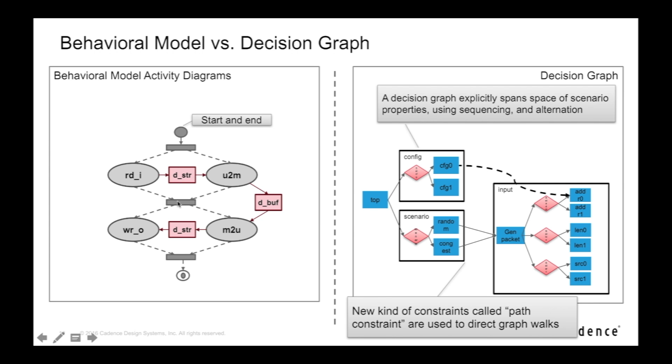We have a start and an end, and there is timing. There is timing here. This is the fork, and this is the join. And these two activities, behaviors, will happen before these two activities. If you look at the decision graph, there's no notion of time, right? I mean, the gen packet could happen before we do the config and vice versa.